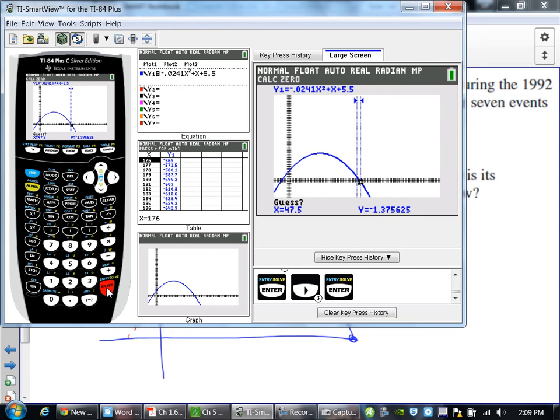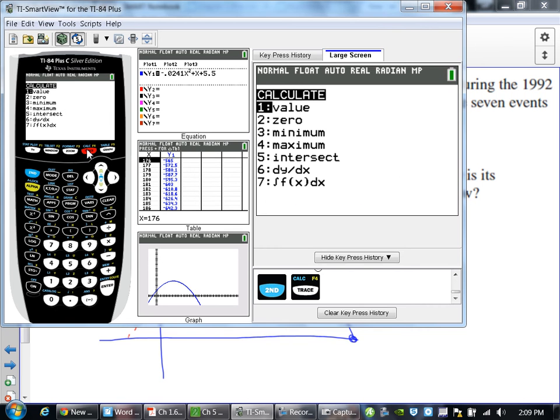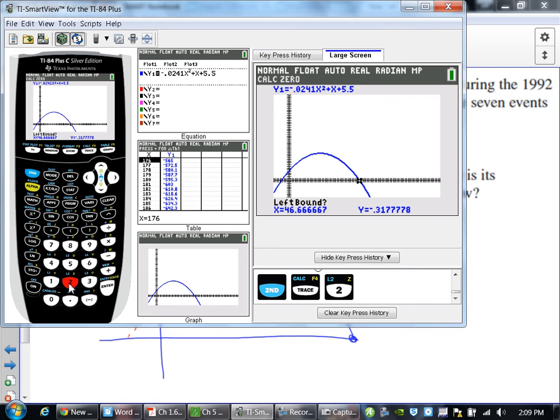Well, I didn't get that at all. Okay, how did I do that? Let me start over. Second, calculate, zero. I want to be a left boundary where it crosses. The left boundary where it's crossing is when y is still positive. So I need to put my cursor so that y is positive.